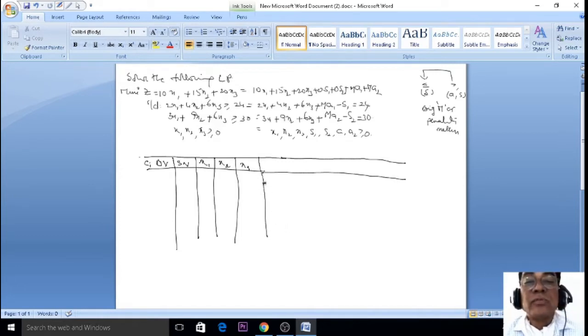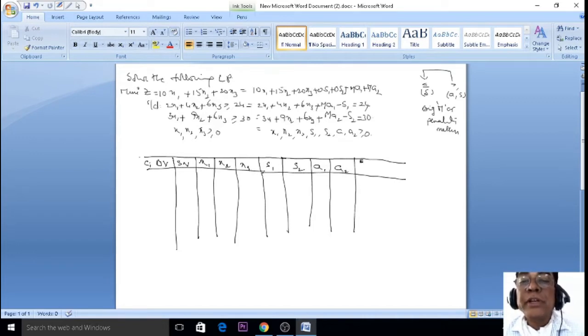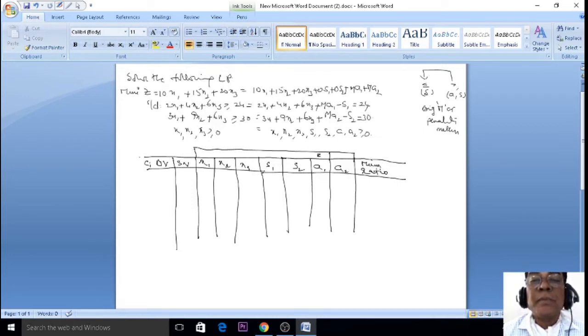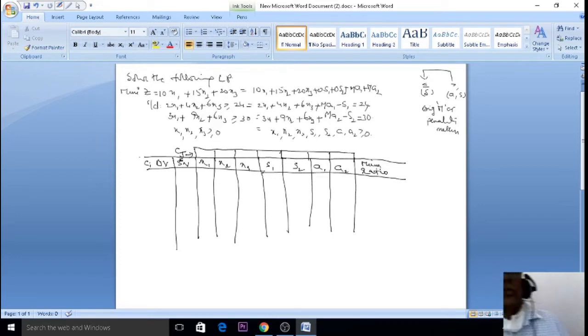Okay, next s1, s2, the next a1, a2, and minimum ratio. Same principle. Okay, sir. So now come to this point. The same top row values are called Cj. Same thing, Cj. So how to enter the values?